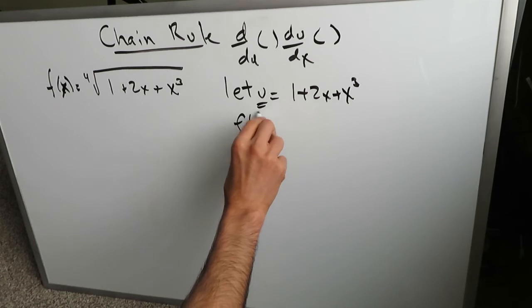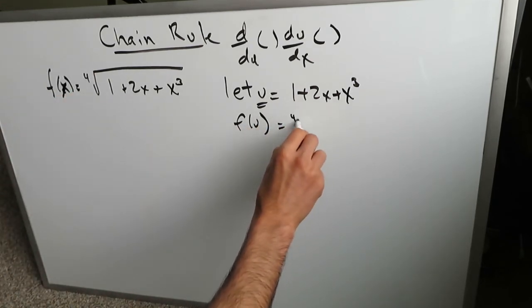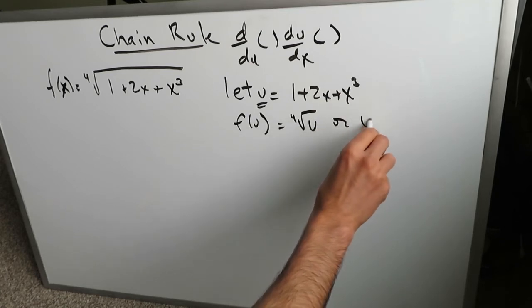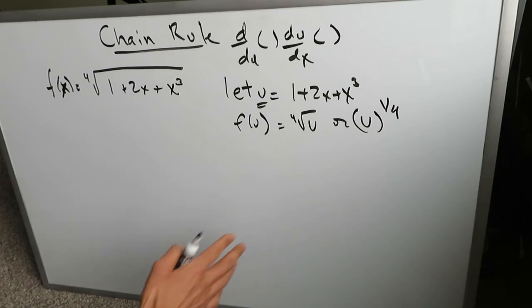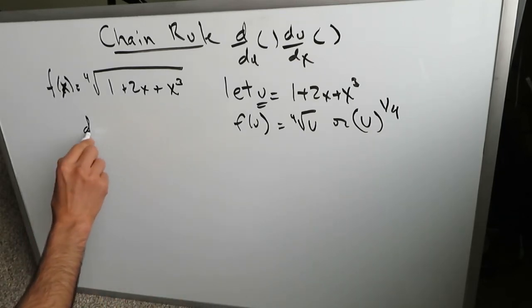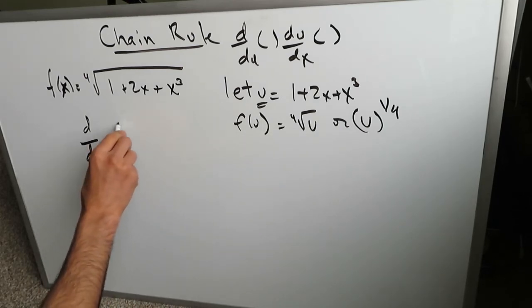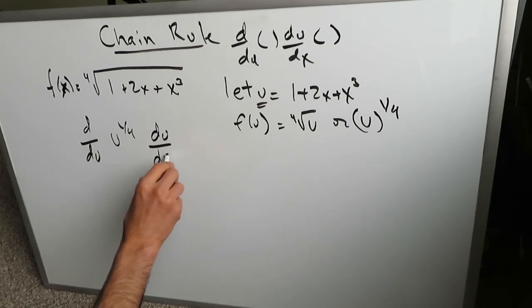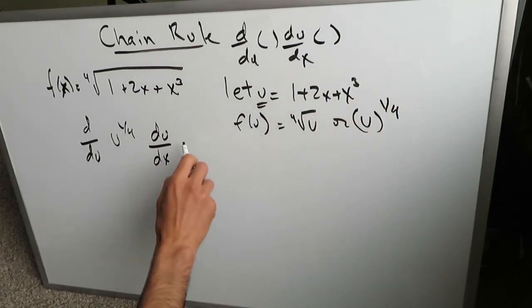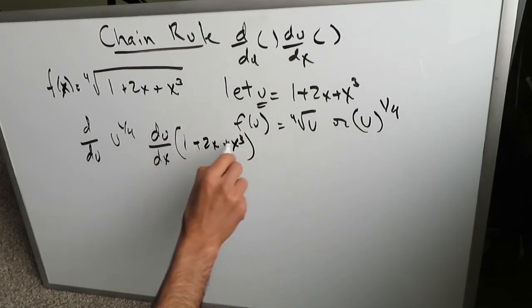Therefore your function, f of x, now is f of u, really has become 4th root of u, or you can just say u to the power of 1 over 4, which is the same thing. 4th root or 1 over 4 exponent, same thing. This right here is a better way of saying it. Now do your separation: the derivative with respect to u, u to the power of 1 over 4, multiplied by the derivative with respect to x, and you have all of this over here, 1 plus 2x plus x cubed, which you now have to differentiate individually.